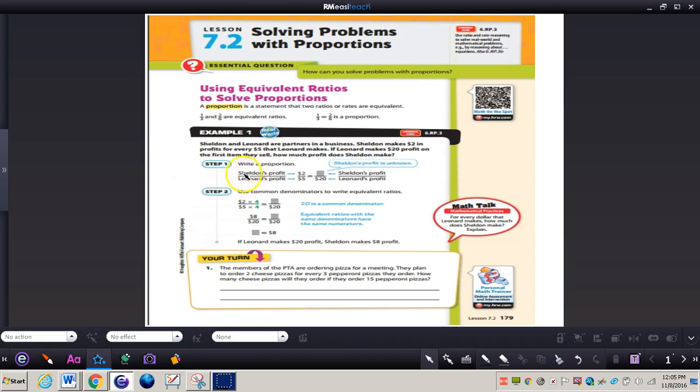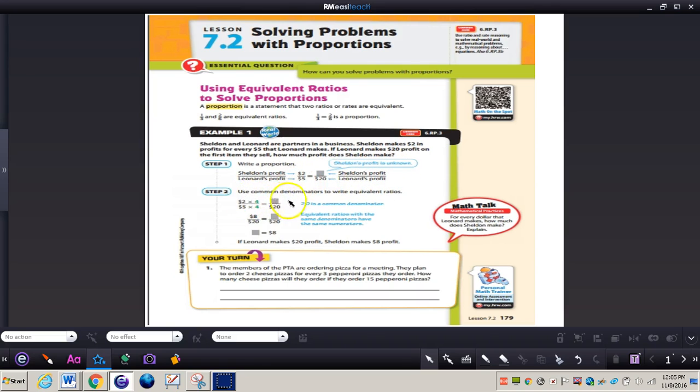So what we need to do is write a proportion. So we can see Sheldon's profit $2, Leonard's profit $5. It's 2 to 5 is the ratio. Now we need to make a proportion. And then you know that Leonard's profit is $20 from the story problem. And what we need to figure out is Sheldon's profit is unknown.